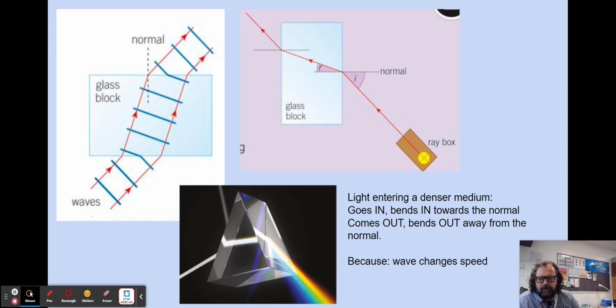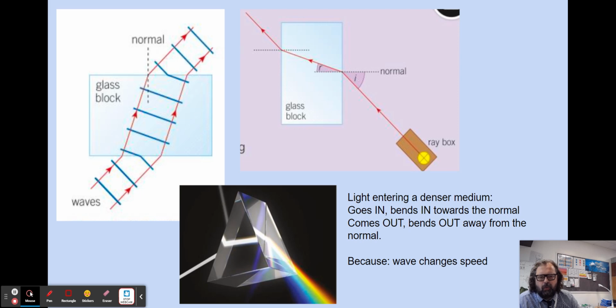direction. If this was a car driving into some concrete, the car would skid if it hit the concrete at an angle, but continue in a straight line once it's inside the material, and then again speed up as it leaves. So we can remember the rule for refraction: as a wave enters a denser material at an angle to the normal, it bends in. When it goes in, it bends in towards the normal.